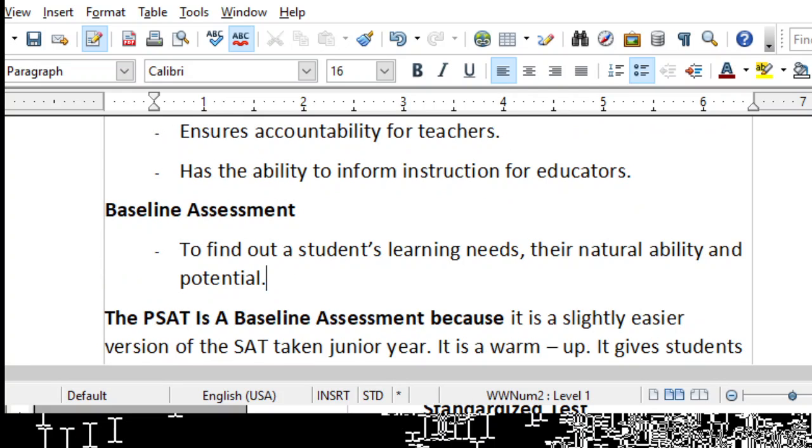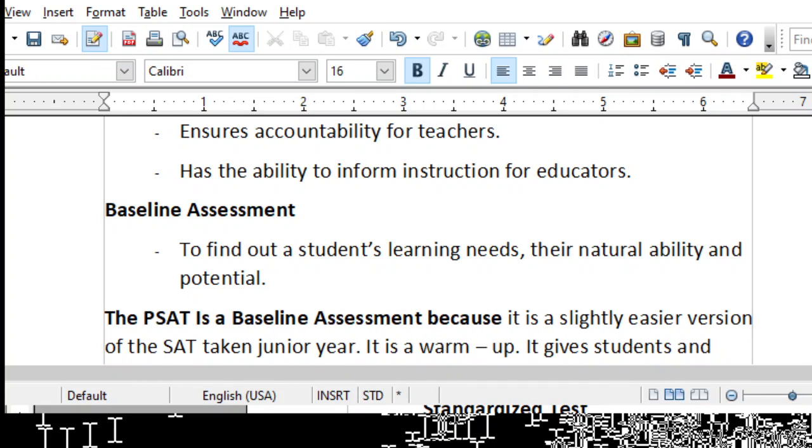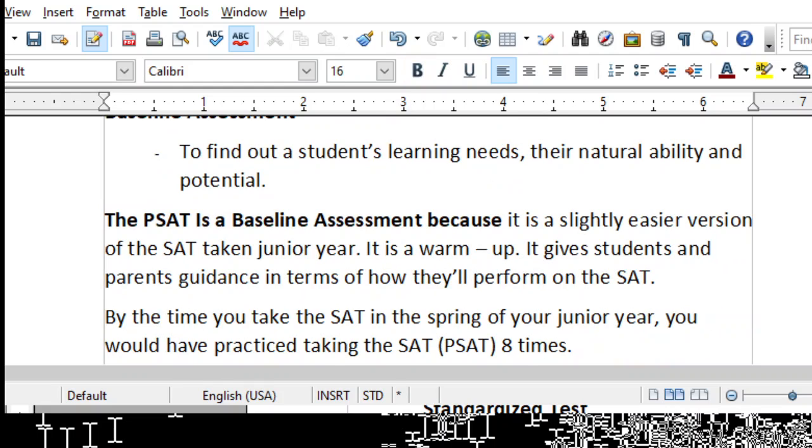The PSAT is a baseline assessment because it is a slightly easier version of the SAT taken junior year. It is a warm-up. It gives students and parents guidance in terms of how they'll perform on the SAT. And when I say they'll, we're talking about students, you.